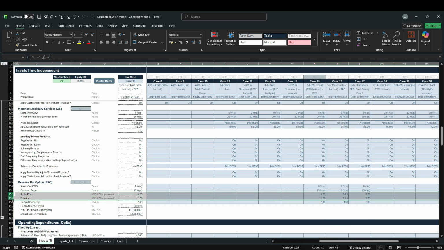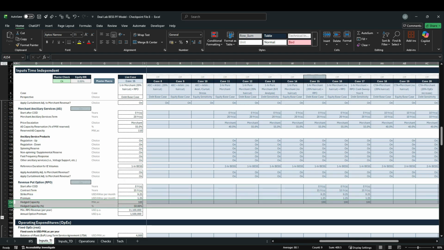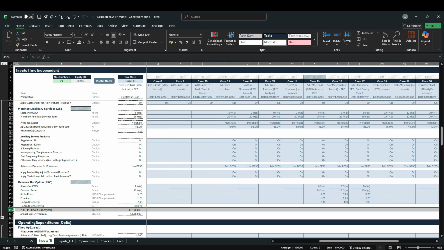And we also have the strike price and the premium we pay, as well as the hedged capacity in megawatts and the hedged percentage of total capacity. And finally, a minimum annual RPO revenue that represents the floor we want to guarantee on that hedged capacity. We are not changing any of these inputs in this lesson. They come from the term sheet or the hedge provider. But it's important that you understand what each of them represents before we build the mechanics.